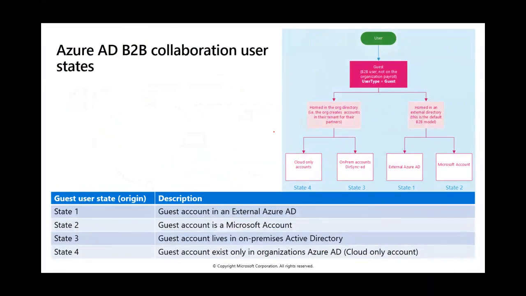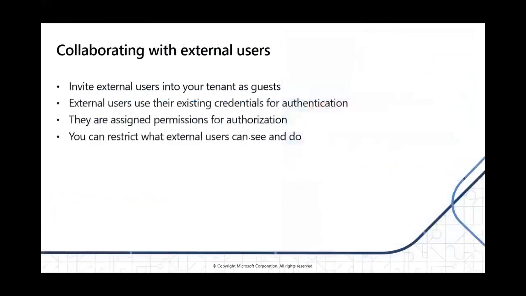Later, we're going to create a guest user and try it out. And that's how it looks for a user as a guest: the user type is defined as guest, and then it's homed in the organization directory. Here are the cloud-only accounts or on-prem accounts, and this diagram would give you a better view of the B2B model and how the collaboration of the B2B model works.